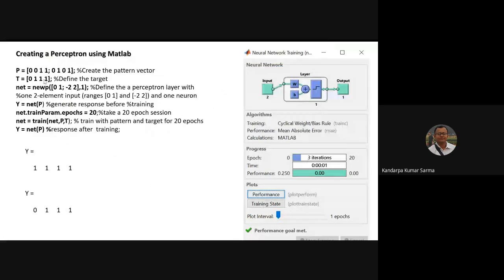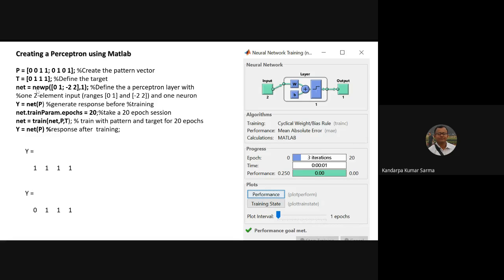So here, in the same way, we can define the target. Now one more thing is that we should train it. Since in that case we were not training it, we wanted to see what the response shall be while we design the perceptron. So this is the result before training. Now, if we want to train it, we need to make some changes.